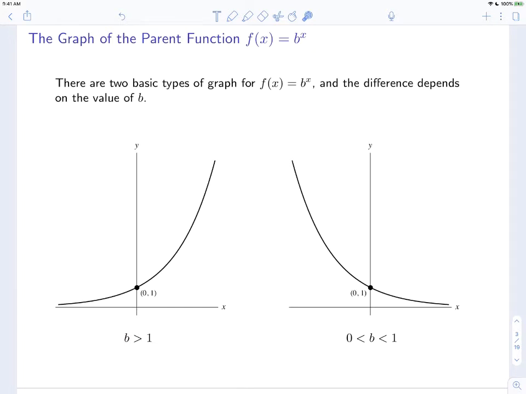On the other hand, if b is between 0 and 1, then you get what we call exponential decay. As x moves further to the left, the graph rises steadily, but as you're moving to the right, it decays. It goes towards the x-axis asymptotically, and indeed, the line y equals 0 is a horizontal asymptote for both of these graphs.